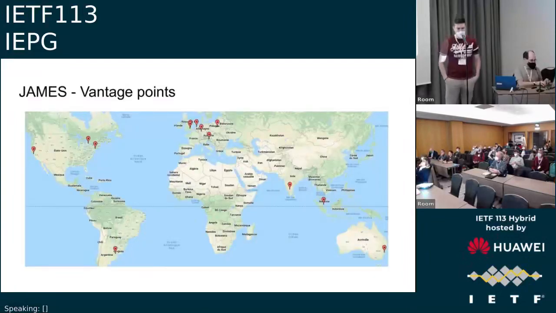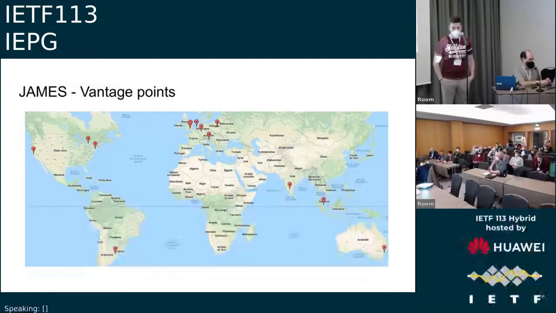Okay, so this is an overview of the topology we have used. We have vantage points in some parts of the world, and as you can see, we are still desperately searching for some VMs in Africa and somewhere in China or Japan or somewhere in that zone. So we have a lot of vantage points in Europe, 3 in North America, 1 in South America, 1 in Australia, 1 in India, and 1 in Singapore. Next slide.